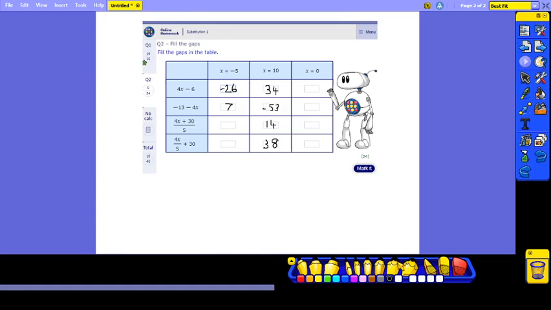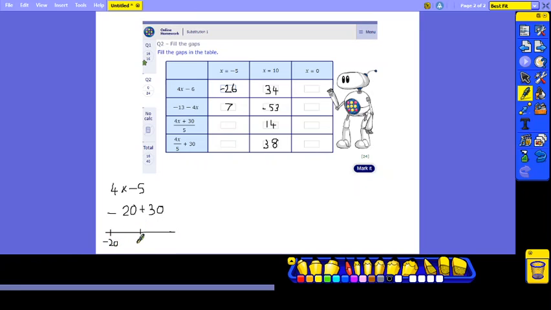So I've got 4 lots of x, add 30 over 5. So again, I've got x as -5. So I've got 4 lots of -5. We've done this one before. 4 times -5 is the same as -20. And I'm then adding on 30. That's my next step. So -20, add on 30, just like I said before.